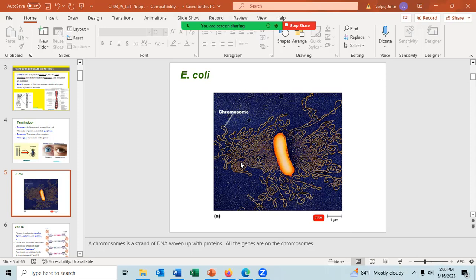All right, here we're looking at the chromosome out of an E. coli, and it's just a string of DNA with proteins in it. Eukaryotes have the protein histone, which the DNA actually wraps around, but prokaryotes do not have that histone protein. They have other proteins, but not histone. And the genes are just one region of the chromosome encoding for something.